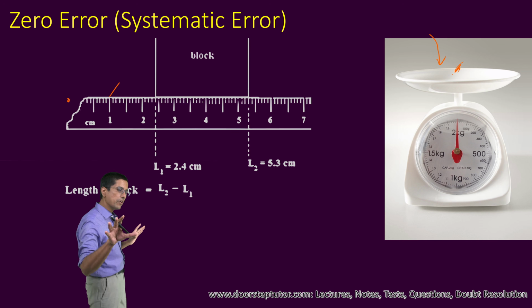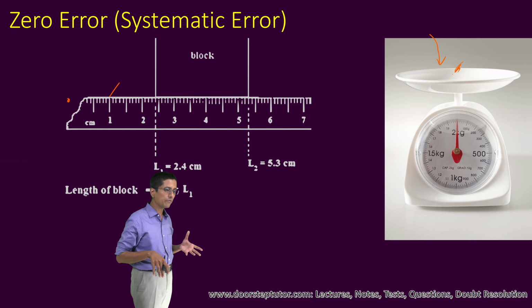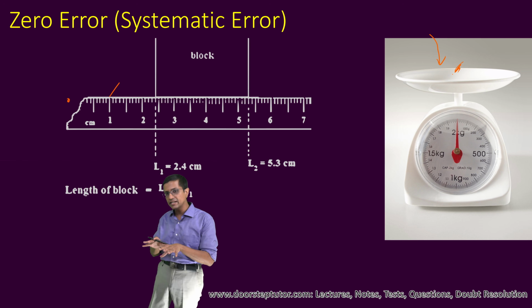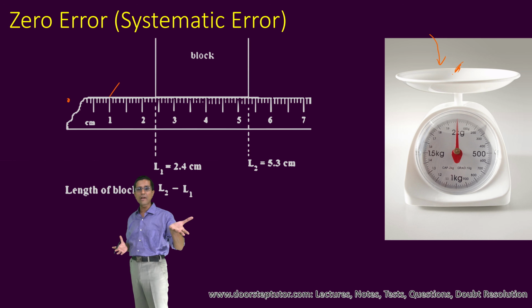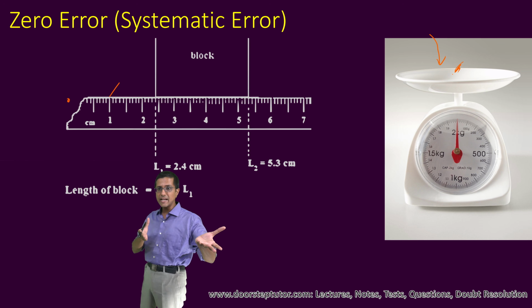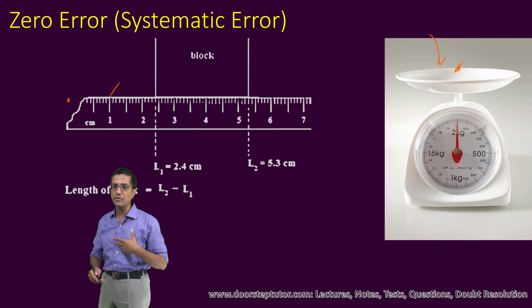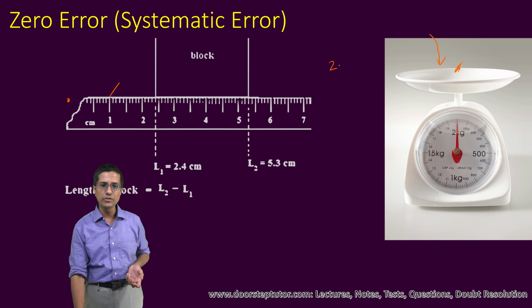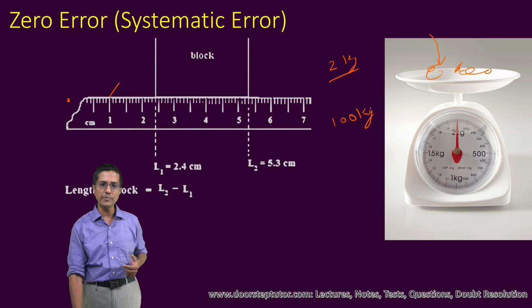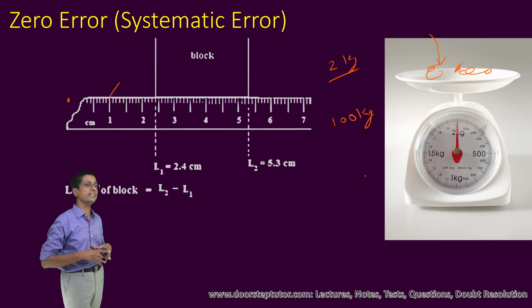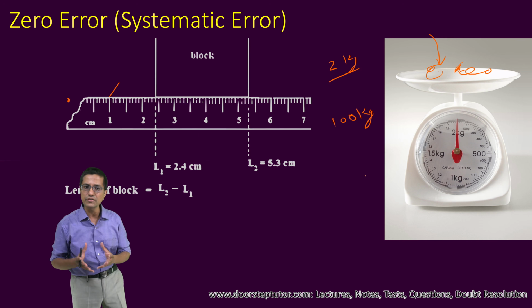To remove this zero error, this is a systematic error like we said, what do I have to do? I have to take the reading and then subtract my zero error, the error which is there from the beginning itself. When it was supposed to read 0, the scale read 2 kg. So now if I put anything here and I weigh it and my reading comes out to be 100 kg, then I have to subtract this 2 kg from 100 kg to get the real reading. So my real reading in this case would be 98.